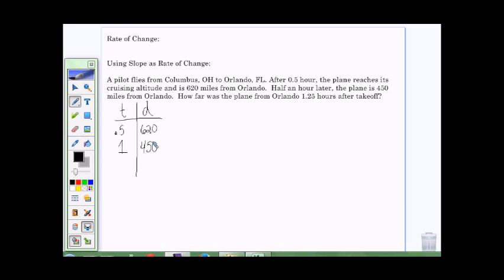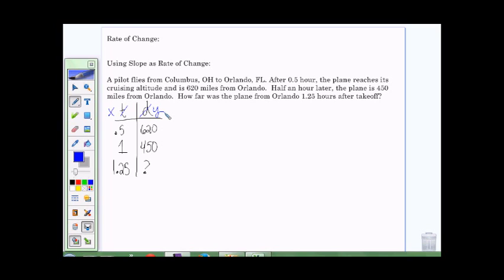Okay, and we want to know how far the plane is from Orlando 1.25 hours after the takeoff. So we can figure out our slope using this information. You could graph it, but we don't have to. What I can do is change the t and the d to x and y. Time is always x, because x is your independent variable and time is independent. We can't affect it.